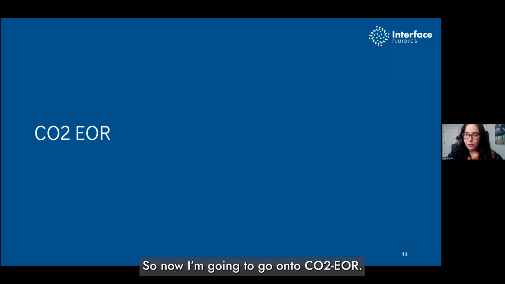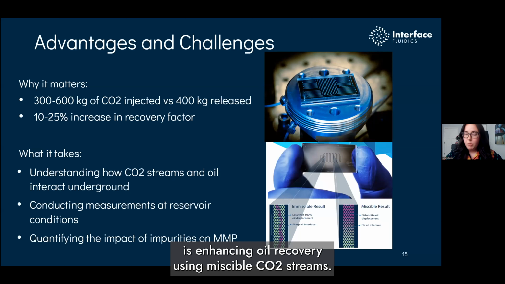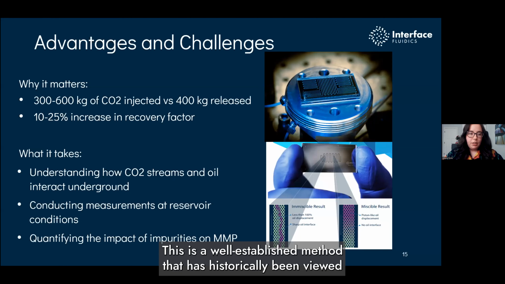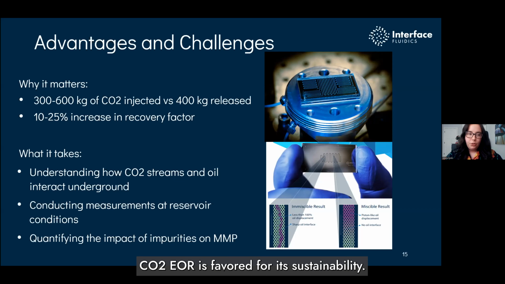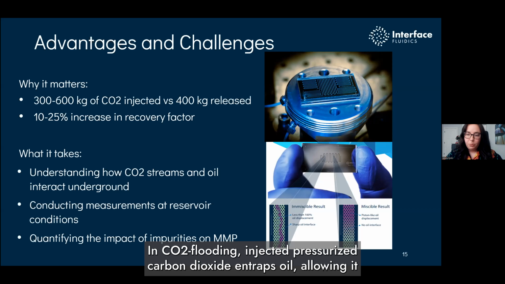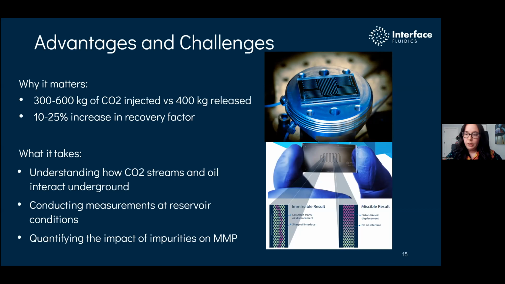So now I'm going to go on to CO2 EOR. An area that Interface works a lot on is enhancing oil recovery using miscible CO2 streams. This is a well-established method that has historically been viewed as fairly economical, but as climate change mitigation becomes a priority, CO2 EOR is favored for its sustainability. In CO2 flooding, injected pressurized carbon dioxide traps oil, allowing it to float more easily to the wellhead. It has been shown to increase oil recovery by 10 to 25%.